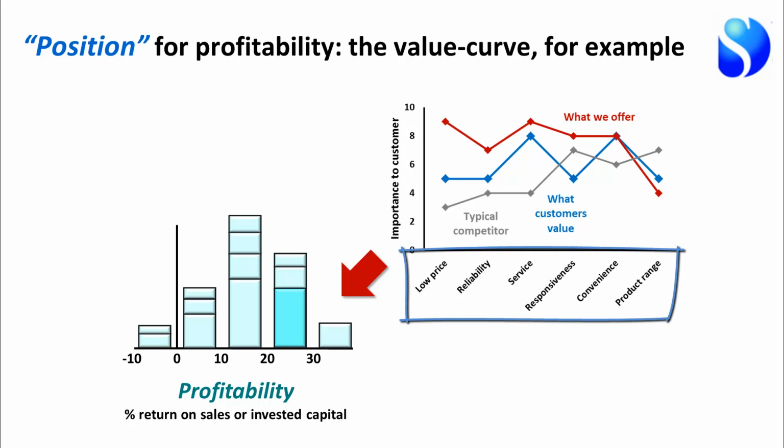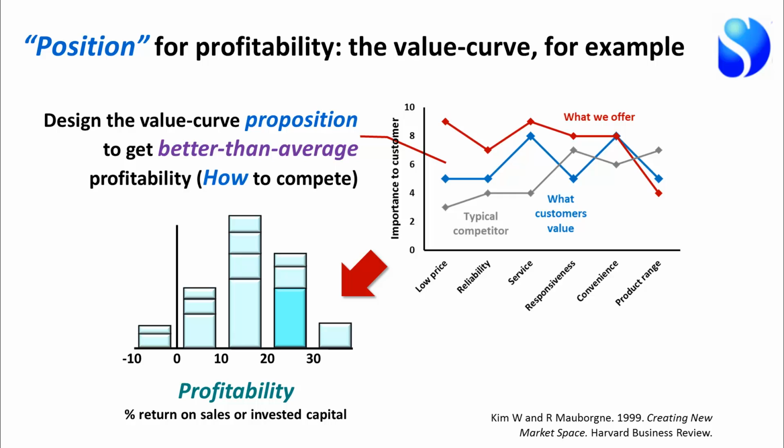What it basically does is, you can see across the bottom of that right-hand chart, we've got the different things that might be important to customers, and the blue line shows how much customers value those different aspects of what we do. And we do pretty well because what we offer on the red line is generally rather better than what customers expect, and it's rather better certainly than the competitor who's offering the ratings on the grey line below that. So you design the value curve proposition to get better than average profitability, to get you into that place to the right-hand side of that lower chart.